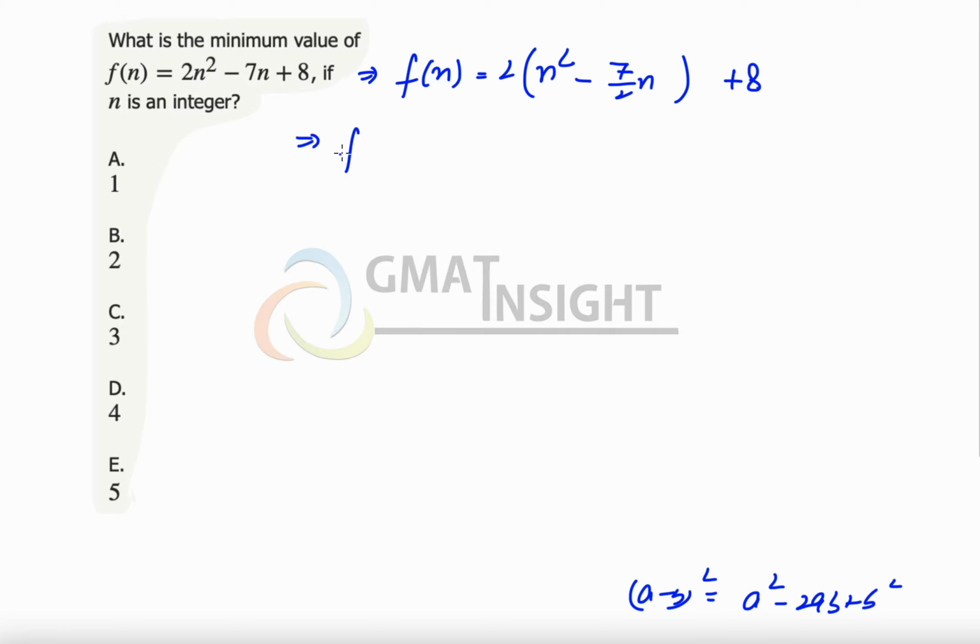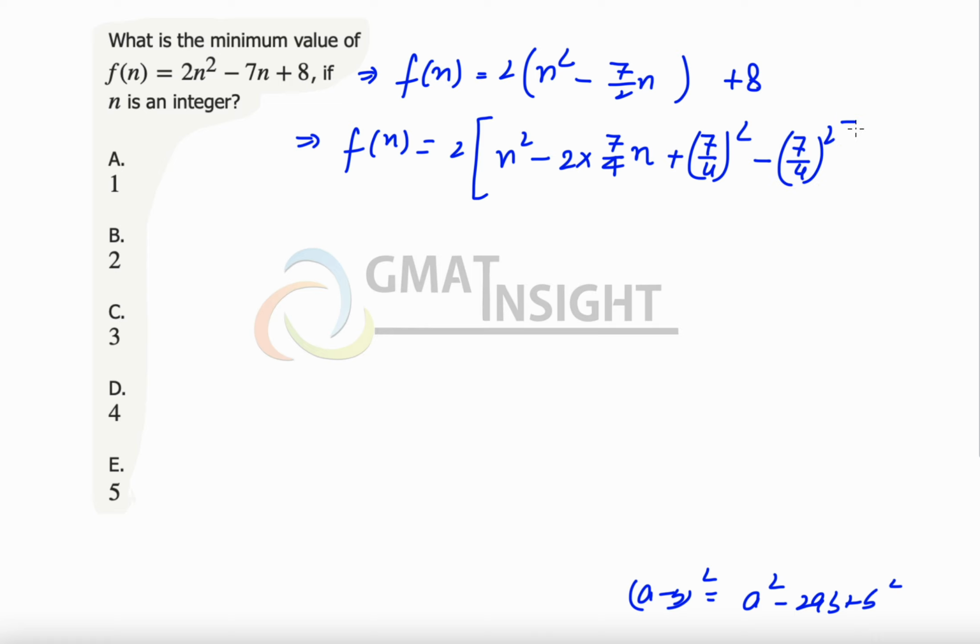So I'm going to write it further as 2 times n² remains as it is, minus 2 times (7/4)n. This is exactly the same. Then plus (7/4)² and then minus (7/4)², just to balance it. So what I've done here is I have added the same number as I have subtracted. Why did I do that? Because my job was simply to make it of this format.